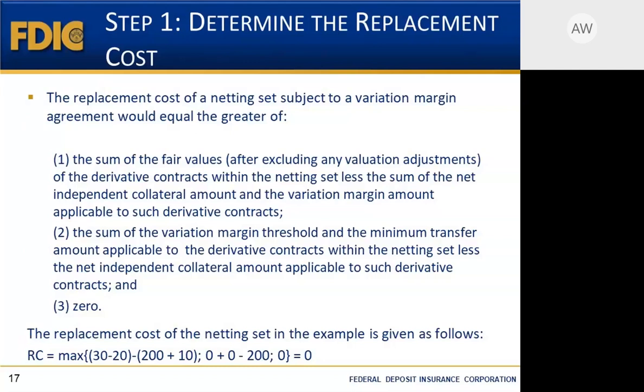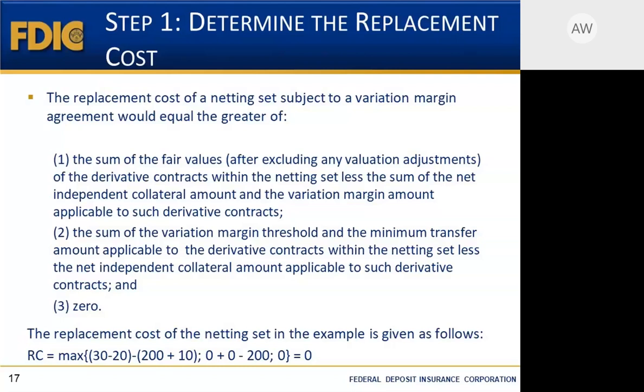So putting it all together from our previous table with the data, we have 30 minus 20. This is our value, 200 plus 10. As I mentioned, we assume that the minimum transfer amount and threshold are set at 0. So after we add all this together, we receive a replacement cost of 0. So we are done with the first part of the SA-CCR formula.